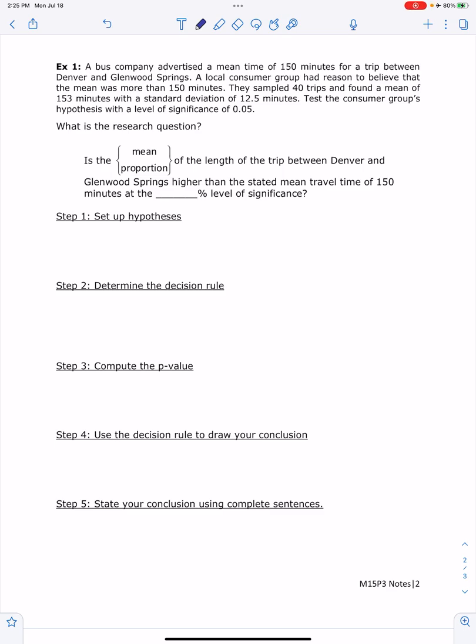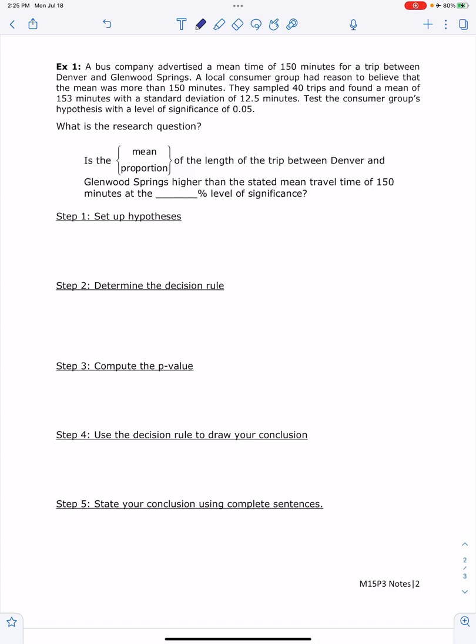So here are Module 15, Part 3 notes. This is page 2. Again, this example, like in the last section, is laid out for you. The two examples on the final page will not be, but you can always refer to this for the ordering. So we have example 1.